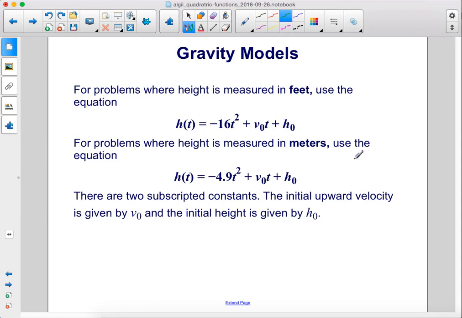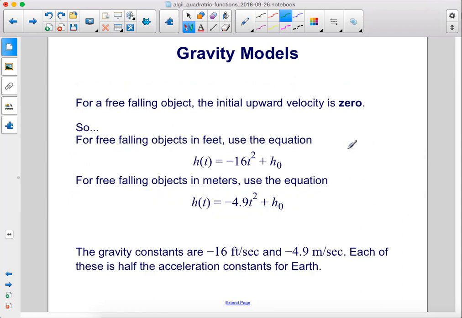There are two subscripted constants. The initial upward velocity is given by v naught, and the initial height is given by h naught. For a free-falling object, the initial upward velocity is 0. So, for free-falling objects in feet, use the equation h of t equals negative 16t squared plus h naught. For free-falling objects in meters, use the equation h of t equals negative 4.9t squared plus h naught. The gravity constants are negative 16 feet per second squared and negative 4.9 meters per second squared. Each of these is half the acceleration constants for Earth.